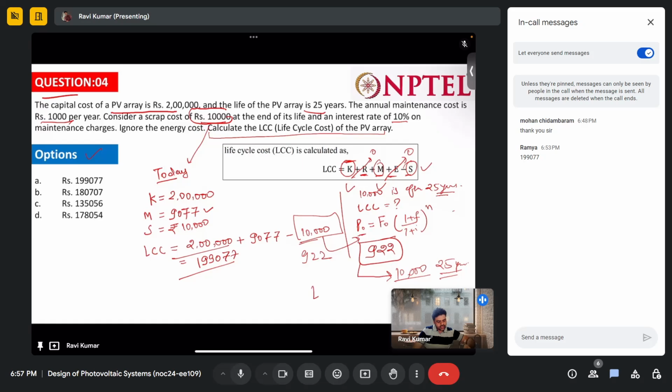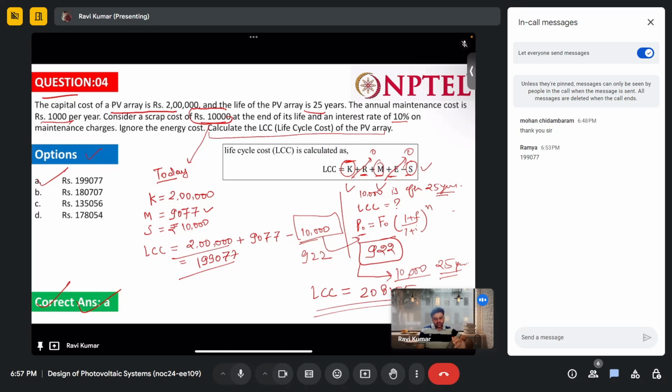And then this LCC will equal 2 lakh plus 9077 minus 922. So our LCC will be 208155. Okay. So the answer here is 199077. That is option A. That is the correct answer.